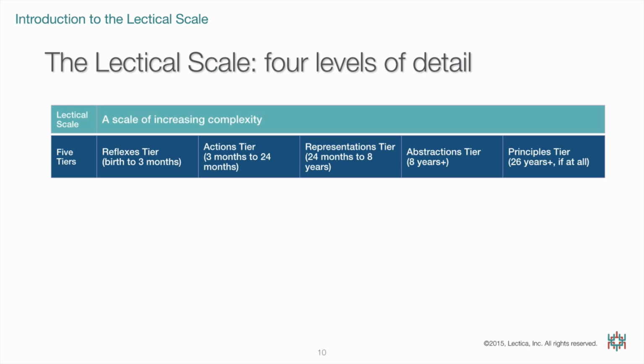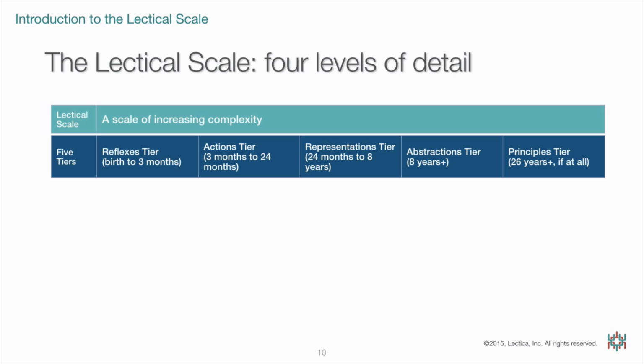The representations tier comes online from about 18 months to 8 years. In the representations tier, children begin to use gestures and words to represent actions, feelings, or objects, gradually moving from single words to sentences, and finally to stories about the concrete world. One way to wrap your head around the representations tier is to think about it as the tier in which it's fairly easy to represent ideas with pictures.